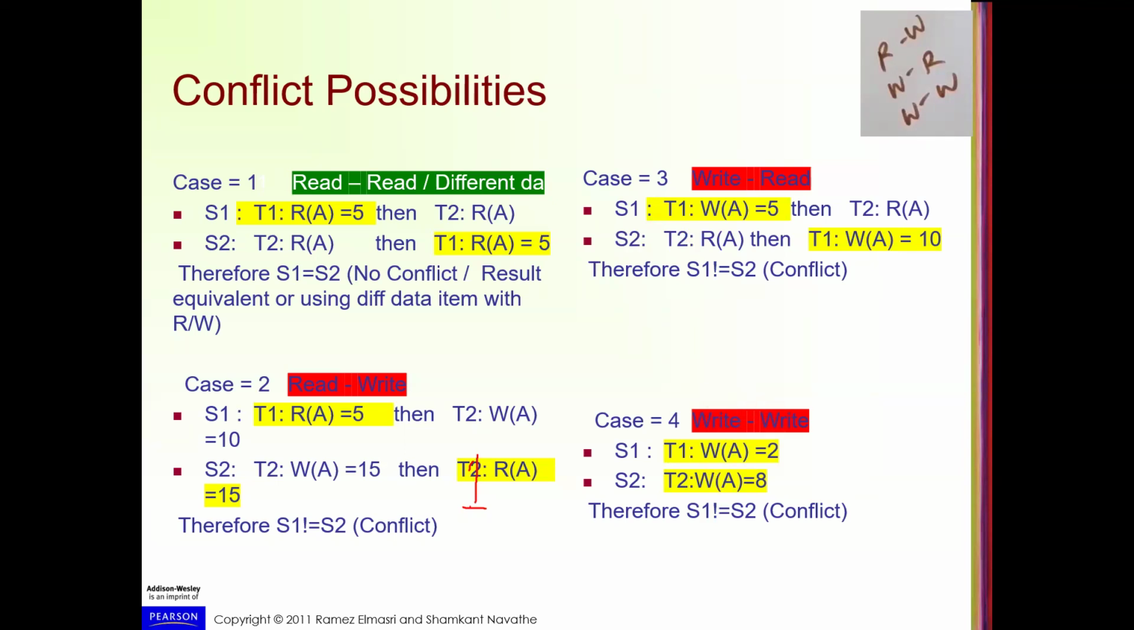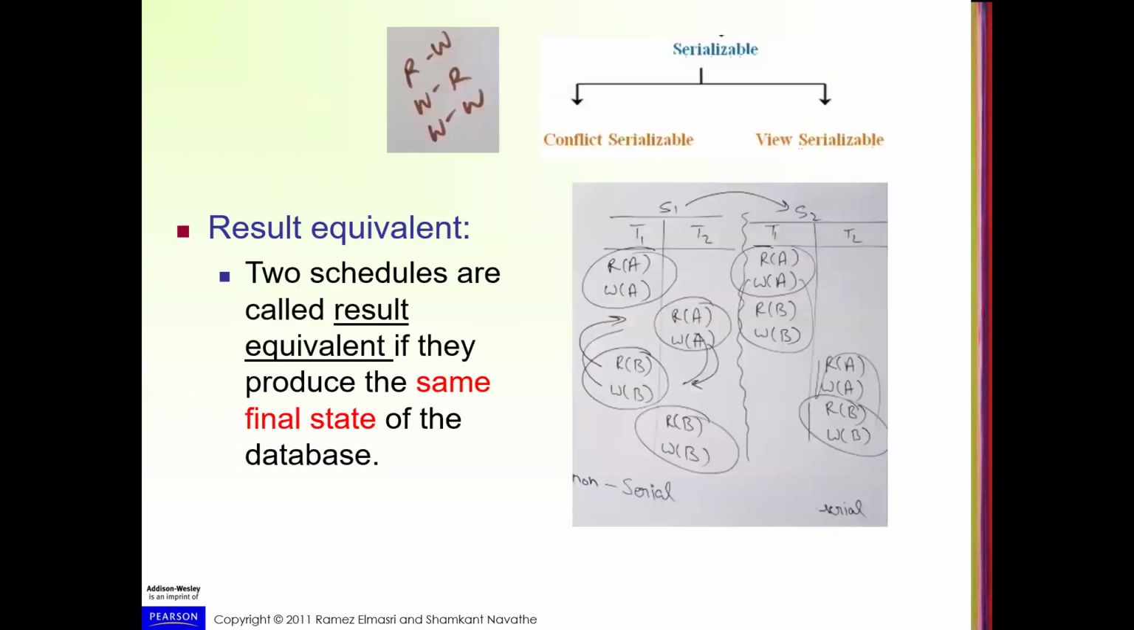Okay, so these are the 4 places, out of which the first case doesn't have any conflict. In all the other 3 places, wherever there is a single write or more than one write, there is always a conflict. Okay, now let's move further.